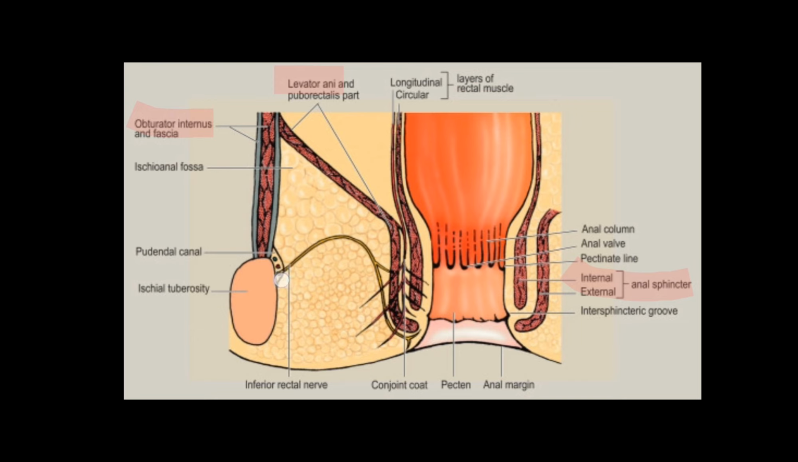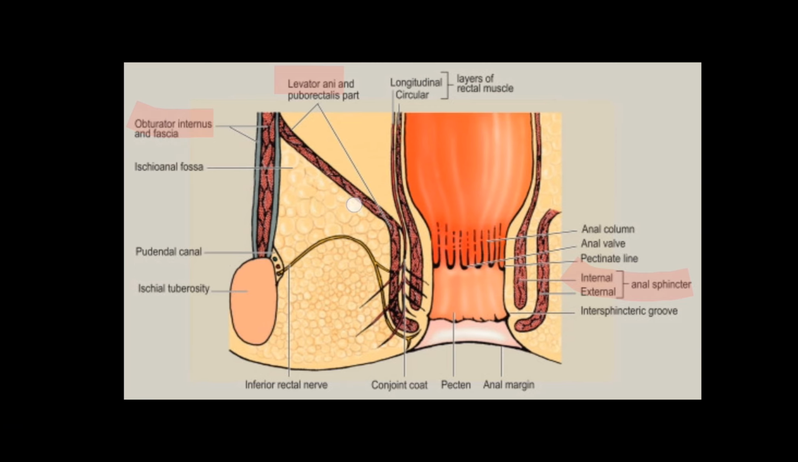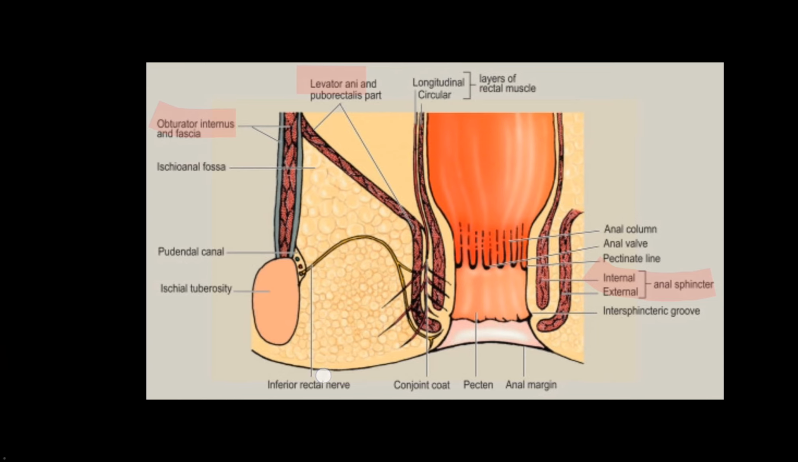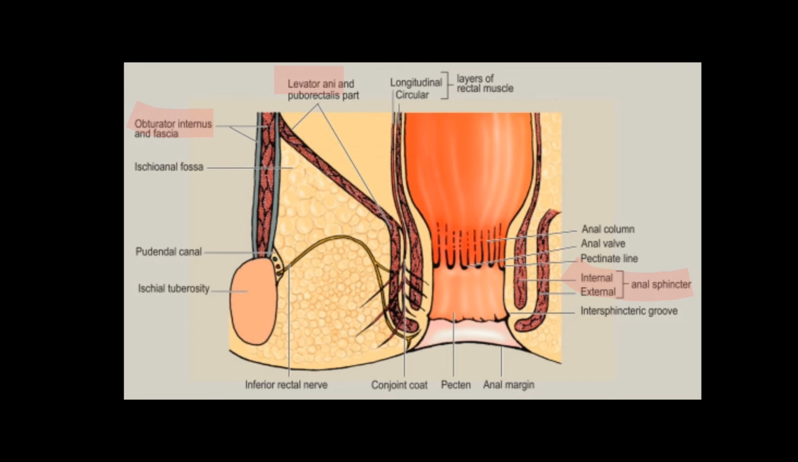lateral boundary. Then the medial boundary is formed by the fascia covering the levator ani muscle and the external anal sphincter. Levator ani and the external anal sphincter fascia form the medial boundary. Then we have the floor and the roof. The floor is formed by the perineal skin and the roof is formed by the meeting point of these two fascia which were forming the lateral and the medial boundary.